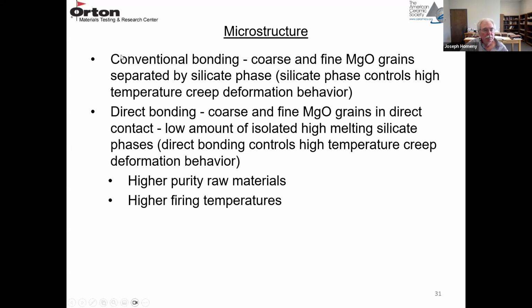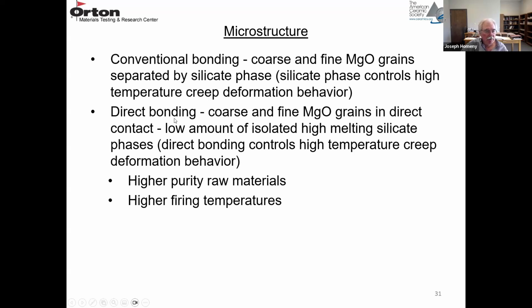So the difference between conventional bonding and direct bonding. In conventional bonding, you're going to have coarse MgO grains and fine MgO grains. You have a range of MgO grain sizes, and they're going to be separated by the silicate phase. The silicate phase is going to control the high temperature properties like creep resistance, hot strength and corrosion resistance.